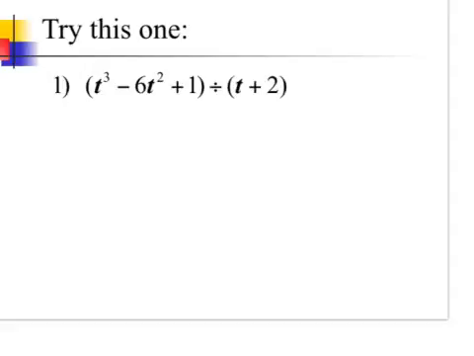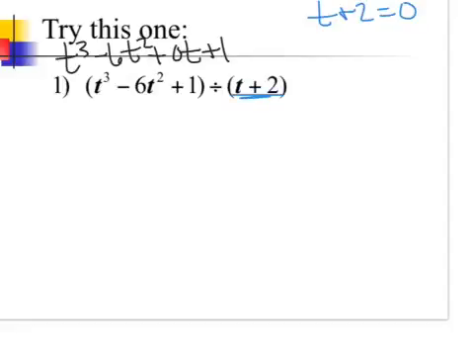Okay, try this one on your own. Pause the video, try it on your own, then come back and check yourself. So we're going to start by writing in descending order. So we have t to the 3rd minus 6t squared. We don't have a plain t, so we'll put in a placeholder. So plus 0t and then plus 1. Then you're going to take your divisor, t plus 2, set it equal to 0, and solve. So t equals negative 2.